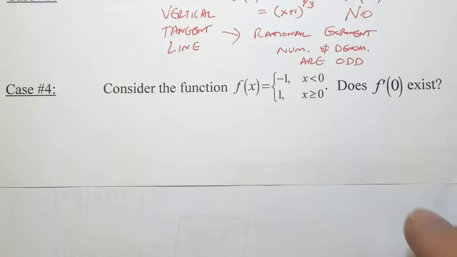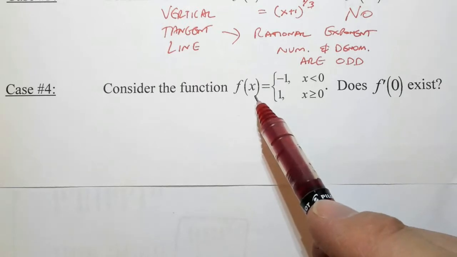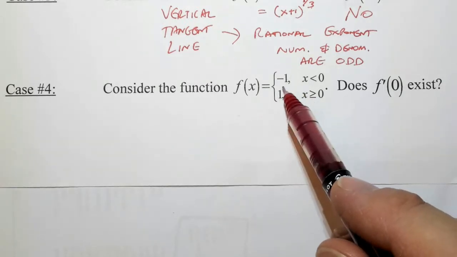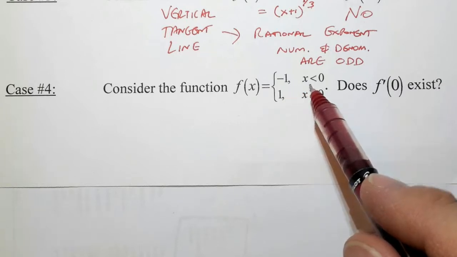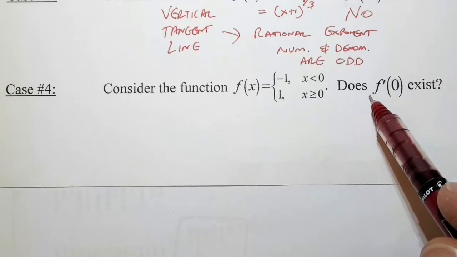Case number 4. We've already looked at 3 cases where the derivative does not exist. We know that the derivative does not exist when the function has a corner, a cusp, or a vertical tangent line. But what about this situation right here? f of x is a piecewise defined function. The function is equal to -1 if x is less than 0. The function is equal to 1 if x is greater than or equal to 0. Does f prime of 0 exist?